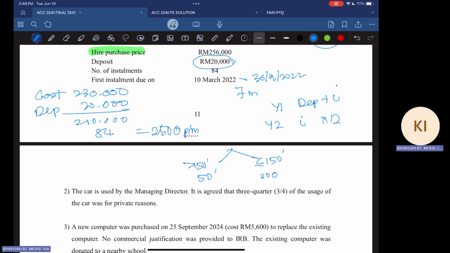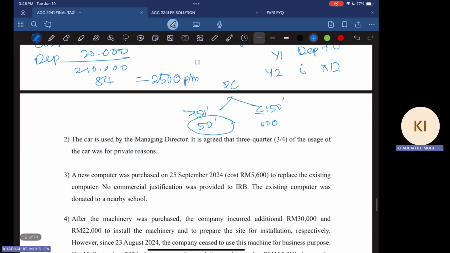So this car, the cost is 230,000. So the maximum that you can claim is only 50,000. It's restricted. So this one is a passenger car. And then note number 2 further tells you that the car is used by the MD and it was agreed that 3/4 is for private reasons.